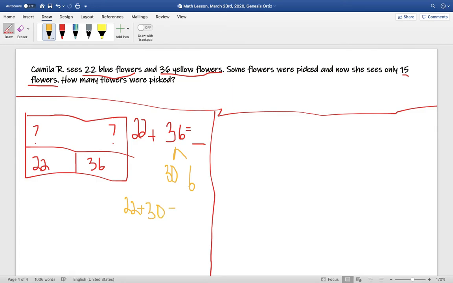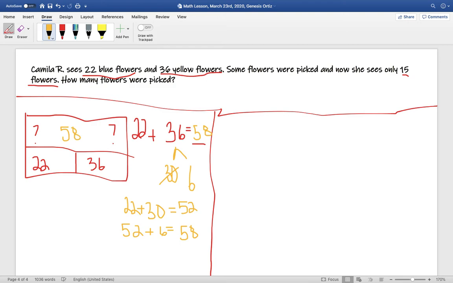22 plus 30 is 52. Then I'm going to bring my 52 down. 52 plus, we already added the 30, so I'm done with that. We're adding the 6. And if I count on 6 to 52, I'll get the answer 58. Well, look at that. Now we figured out our first part. So we found out that in total she sees 58 flowers. So I'm going to fill in my equation. I'm going to fill in my unit bar, 58.